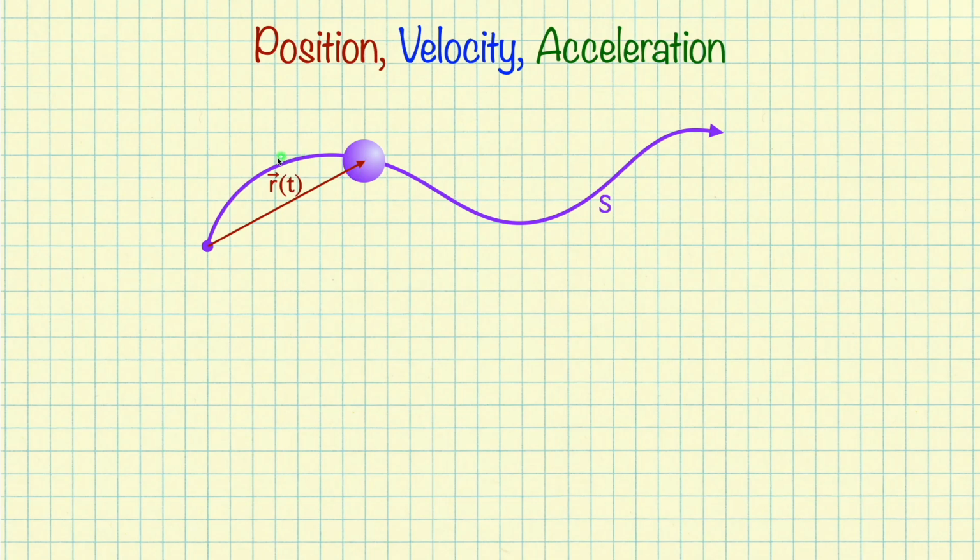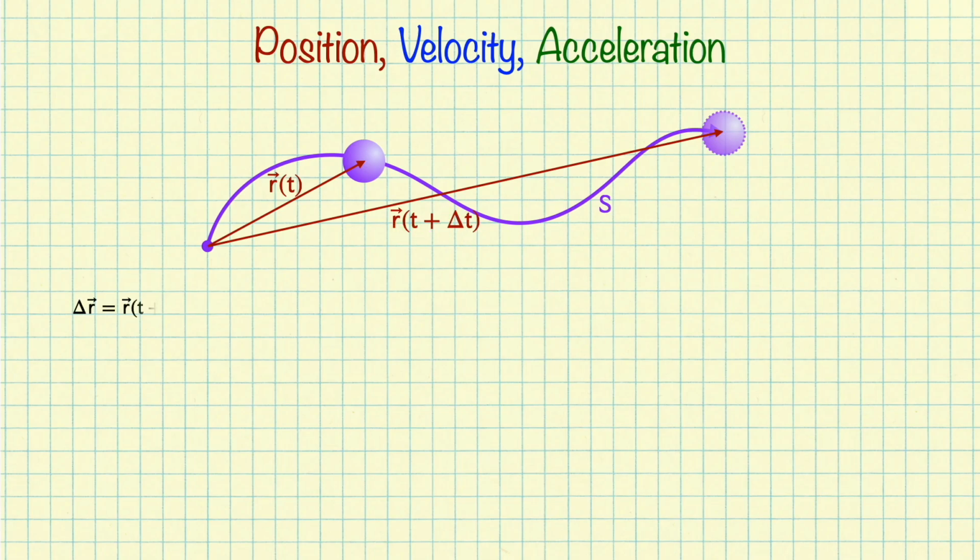So getting back to this position, it's a vector and it's a function of time. Depending on what time it is, the ball will be at a different location. For example, let's say that at a later time, the ball is over here. And let's say that the time that has elapsed between this position and this final position is delta t. So this is r at time t plus delta t.